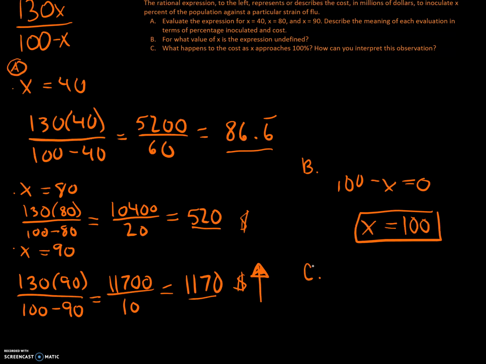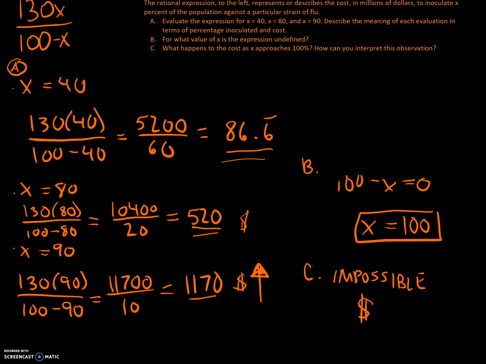So our interpretation of part C, what happens to the cost as x approaches 100%. So as we see, this cost is going up higher and higher, but between just 80 and 90%, it more than doubled. So if we get closer to 100%, it's just going to be impossible as far as the cost goes. So the conclusion really is it's impossible to inoculate 100% of the population because of the cost. That's a tough pill to swallow.